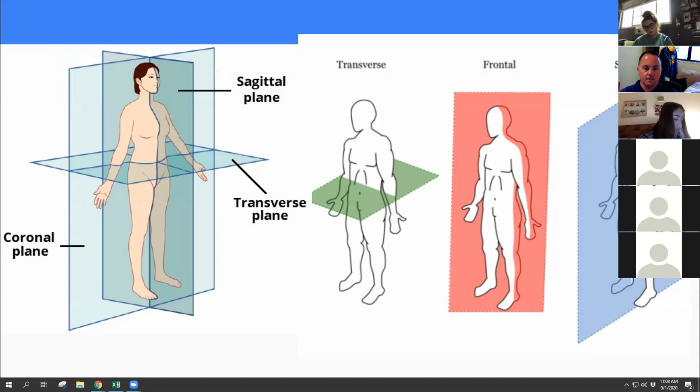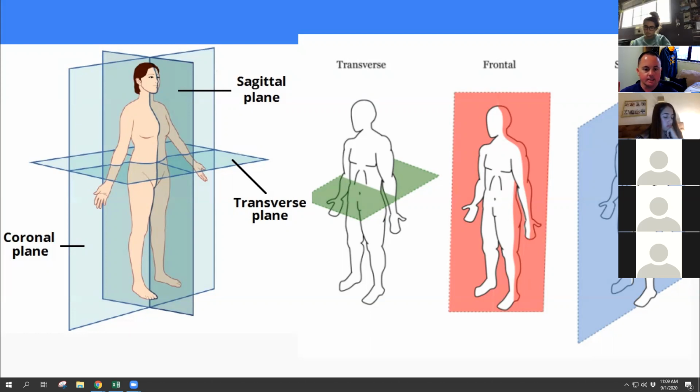Sagittal then is going to cut off your left side from your right side. Okay. So if you are closer to this plane, this blue plane here, you would be medial. You are closer to the midline than something else. Okay. If you are lateral, it's the exact opposite. It is away from the midline. Now that gives you your surface anatomy mostly.